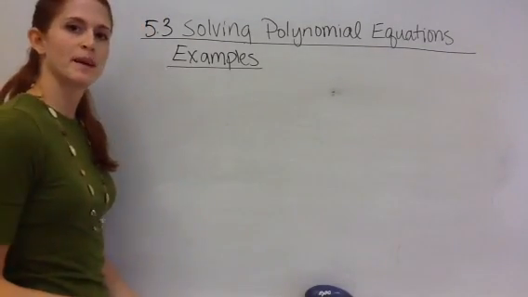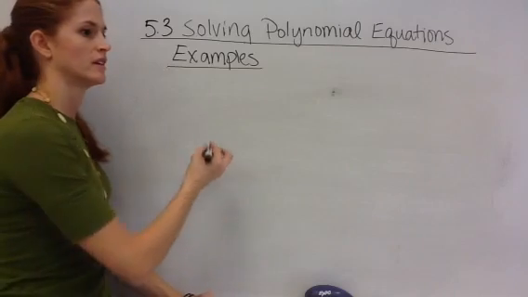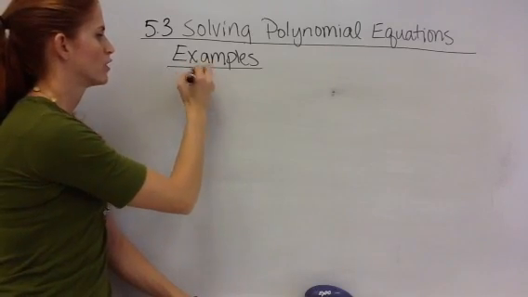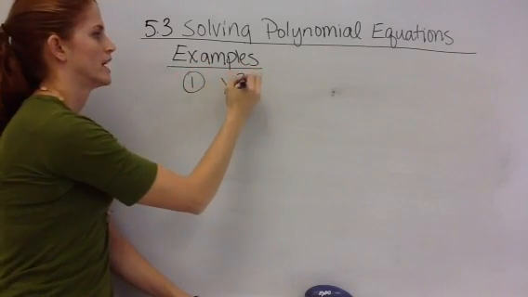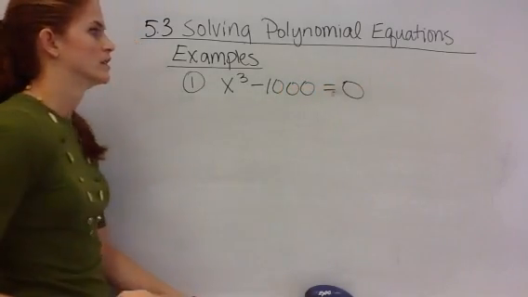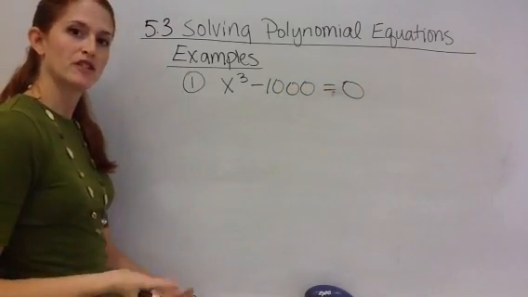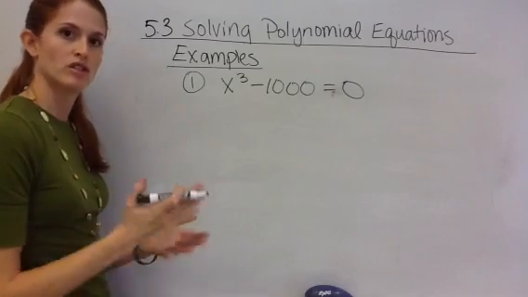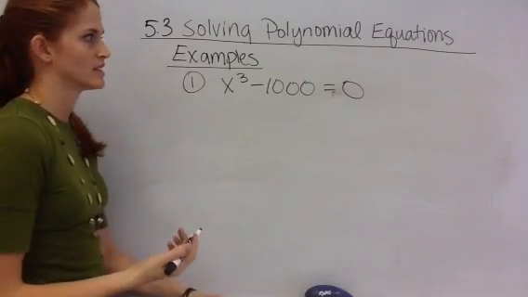Now we're going to do some examples of factoring using our new techniques. So, some examples. Our first one, x cubed minus 1,000 equaling 0. So what we want to do is factor this, that way we can find all the solutions or all the zeros. It means the same thing.